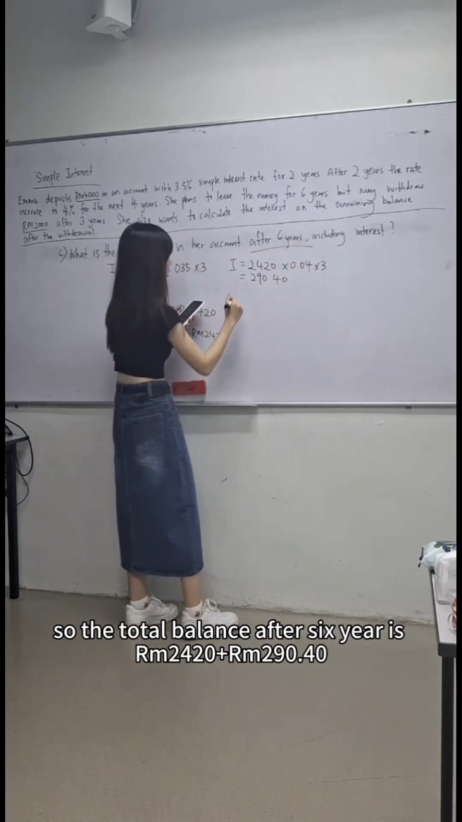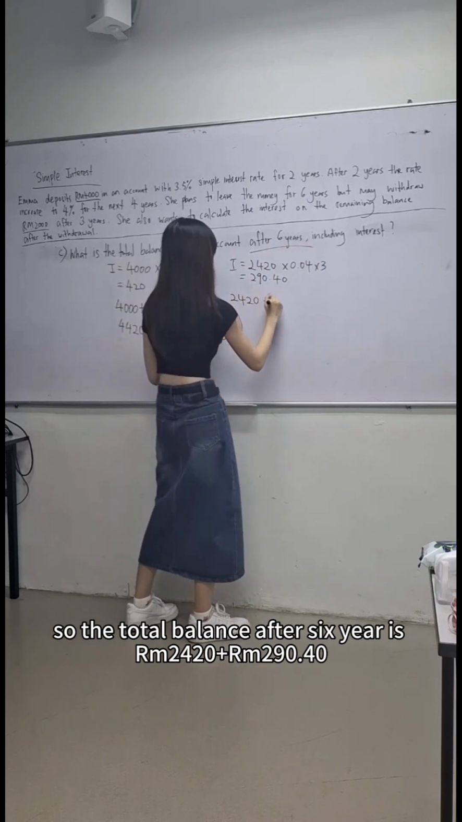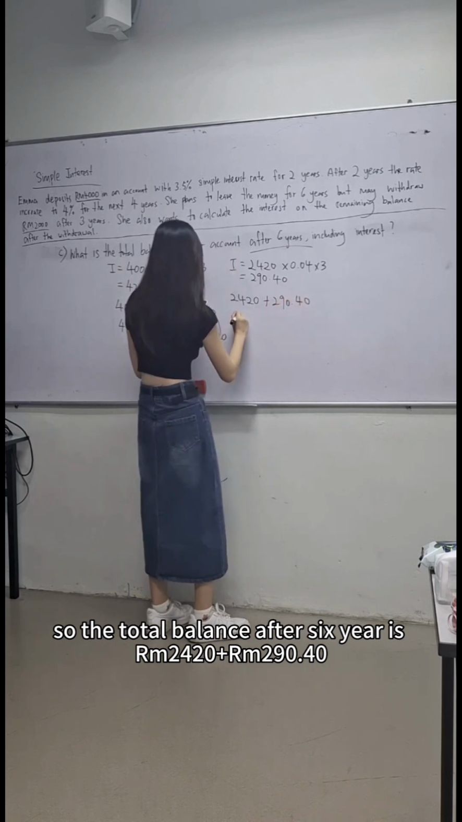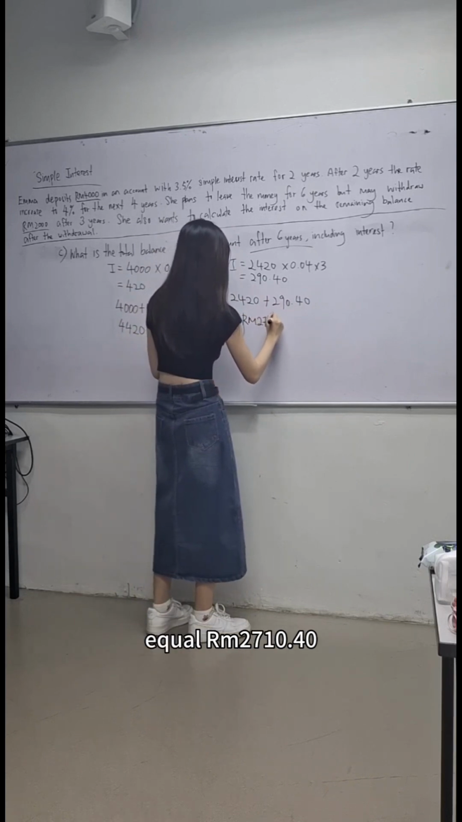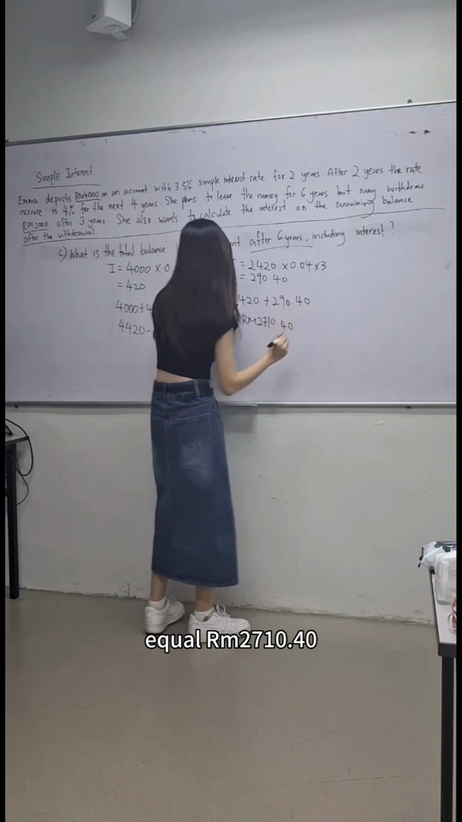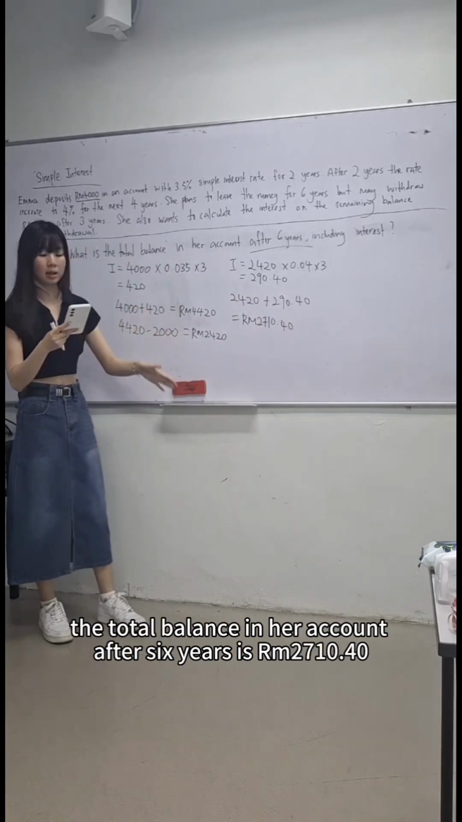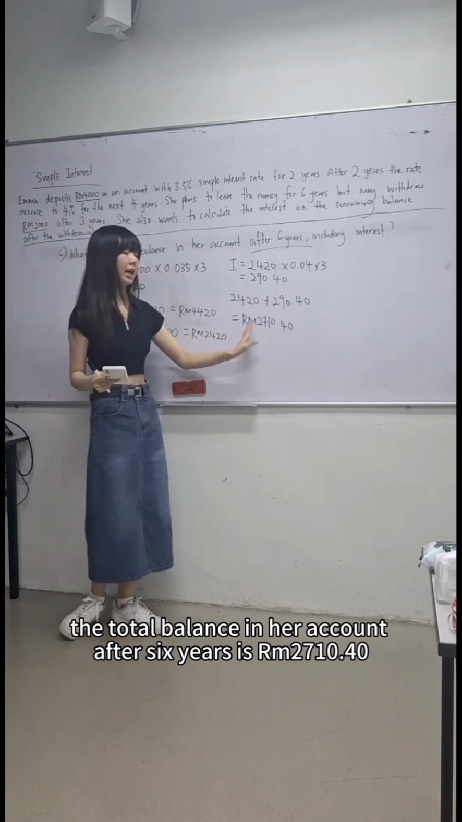So the total balance after 6 years is 2,420 ringgit plus 190 ringgit 40 cents, which equals 2,710 ringgit 40 cents. So now we can get the answer. The total balance in her account after 6 years is 2,710 ringgit 40 cents.